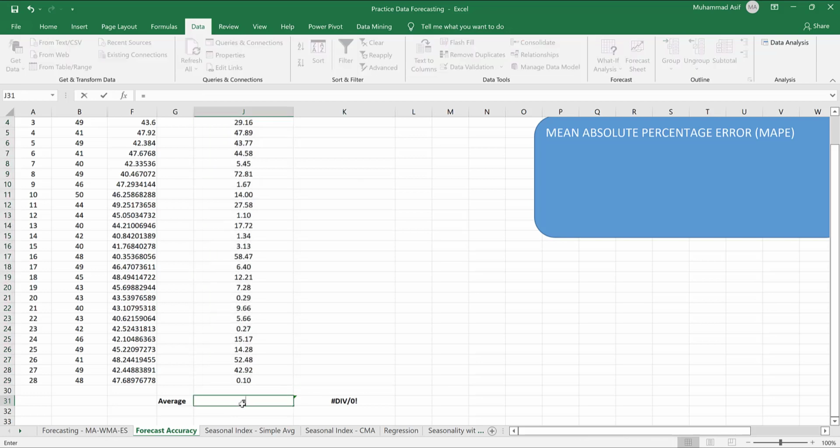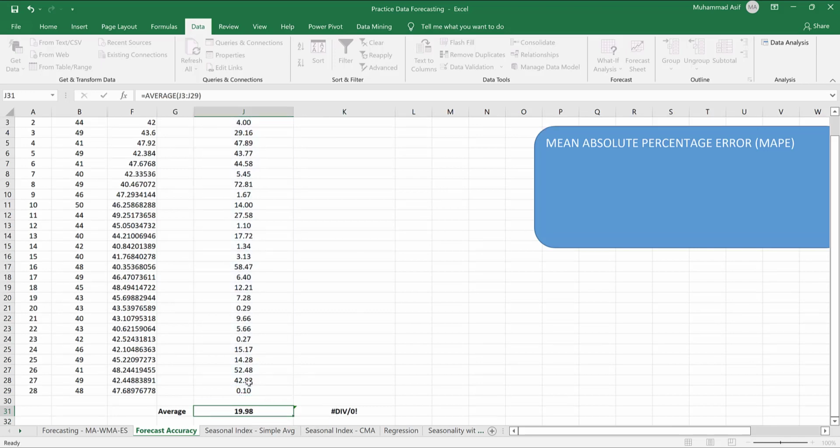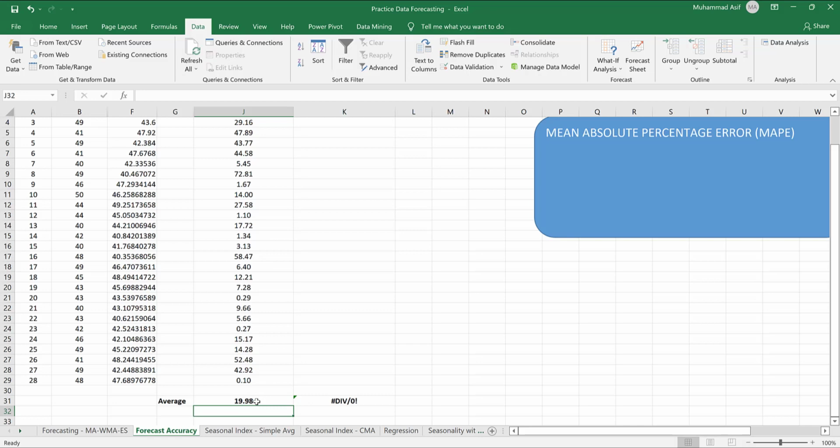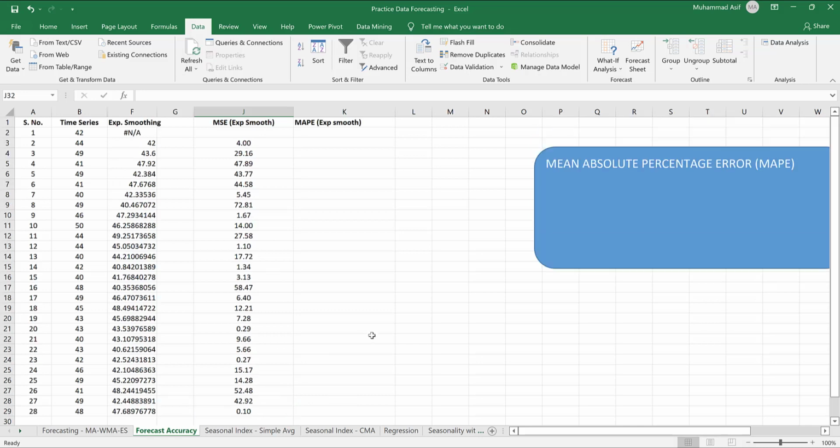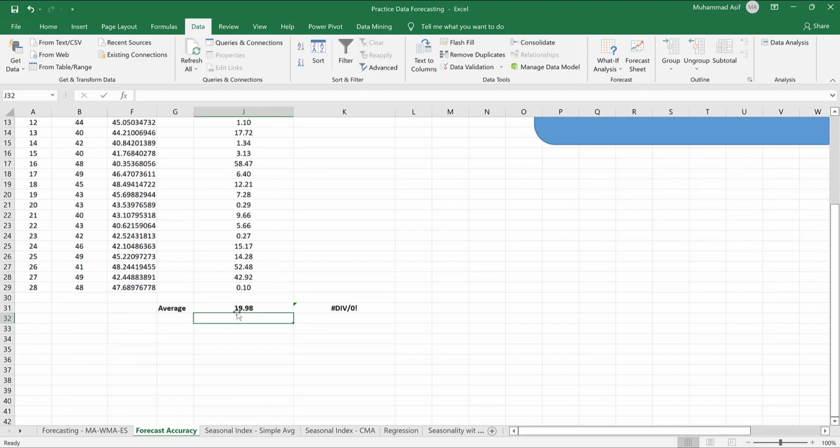and their average will be 19.98. Now we can also use the same procedure with moving average 3 period, or moving average 5 period, or weighted moving average, and then we will compare this score with the results of other methods, and whichever is less we will choose that technique.